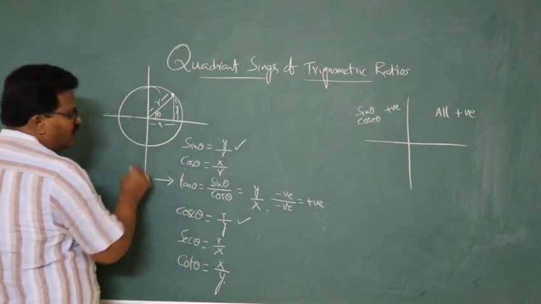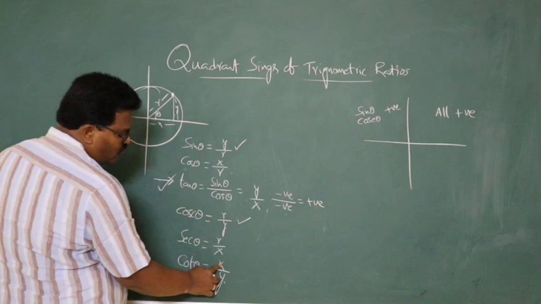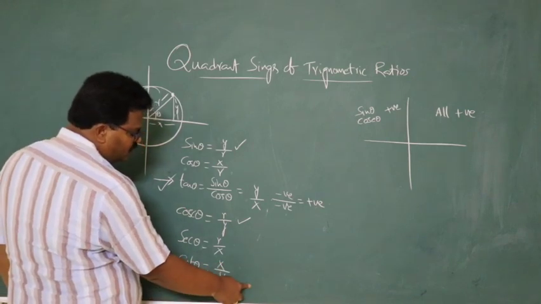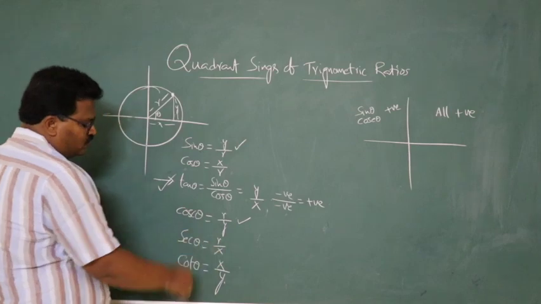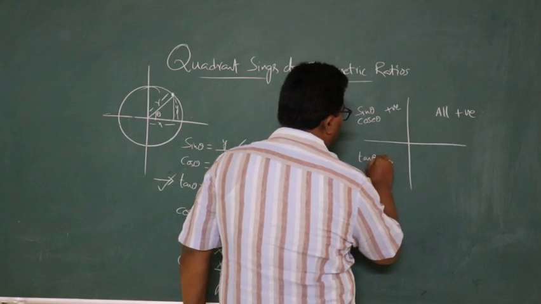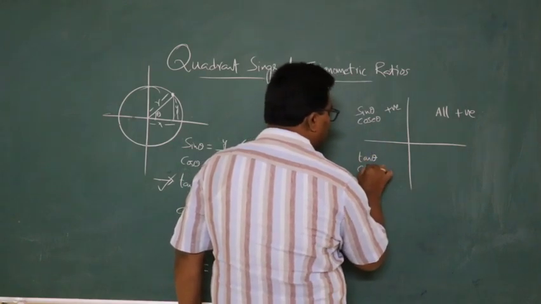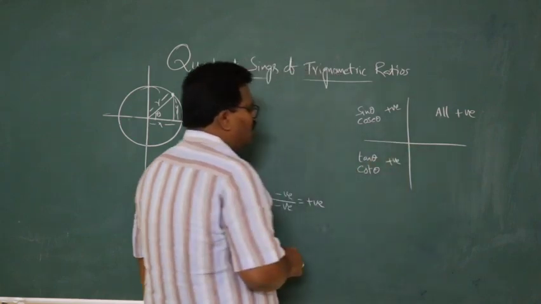So in the third quadrant the tan is positive. The reciprocal of tan is cot, here also negative by negative is positive. So these two, automatically we know x and y negative, so these two are negative. So in this, tan theta and the reciprocal of tan, cot, are positive, these two are positive.